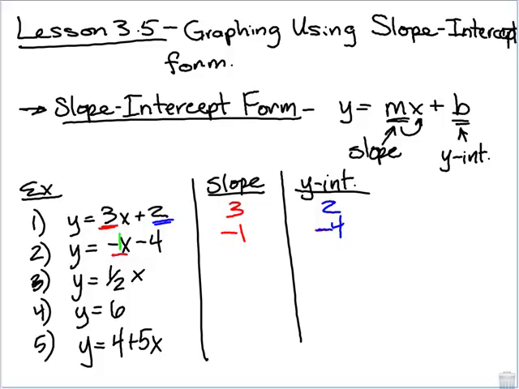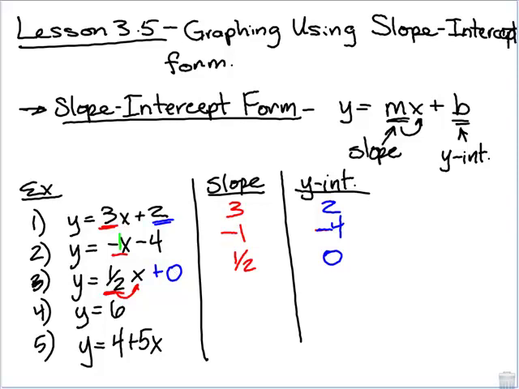On the next one, your slope should be what you see right here that's in front of the x, the 1/2, and the y-intercept on that one is 0. If you had written it in, there's a plus 0 there that's just not showing up.